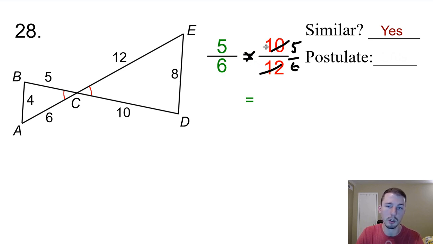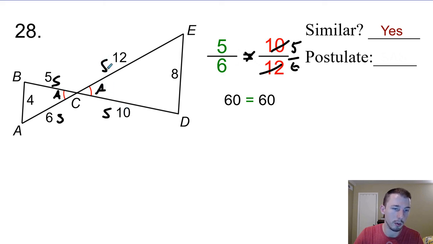The other way, if you just wanted to cross multiply without reducing, we would get 60 is equal to 60. So sure enough, they are indeed going to be proportional sides. And so the two triangles are going to be similar by side included angle side. The same proportional side here, included angle, proportional side. So yes, by side angle side.